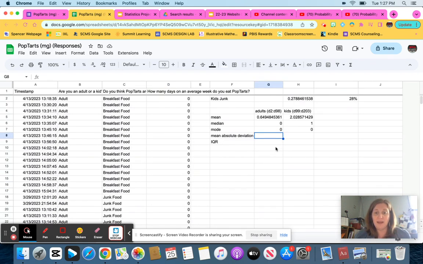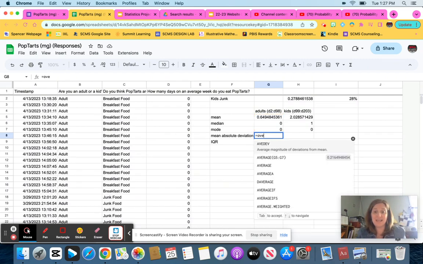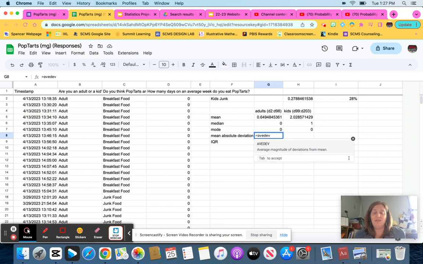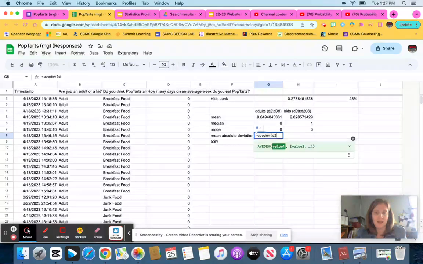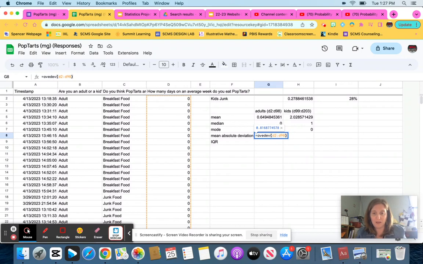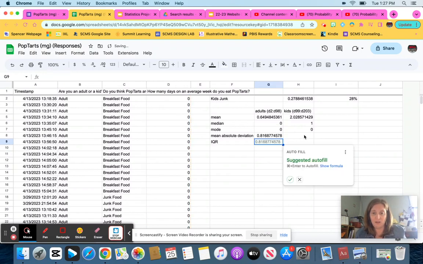So to get the mean absolute deviation, we're going to do the same formula like we did for mean, median, and mode, but this time we're going to type in equal sign and we're going to type in AVEDEV. AVE, like average, DEV. That is average deviation, which is the same thing as mean absolute deviation. So AVEDEV, and then you're going to do the exact same, open parentheses, and my cells are D2 to D98. Your cells are going to be different. Hit enter, and if you did it right, you should be good to go.